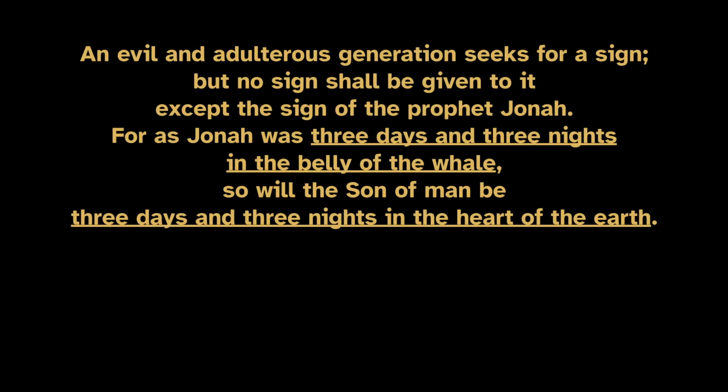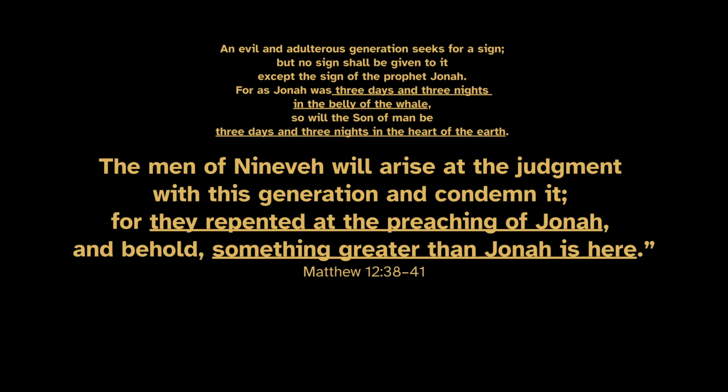In this passage, the scribes and Pharisees ask Jesus to show them a sign. Jesus answers them by saying this: "An evil and adulterous generation seeks for a sign, but no sign shall be given to it except the sign of the prophet Jonah. For as Jonah was 3 days and 3 nights in the belly of the whale, so will the Son of Man be 3 days and 3 nights in the heart of the earth. The men of Nineveh will arise at the judgment with this generation and condemn it, for they repented at the preaching of Jonah, and behold, something greater than Jonah is here."